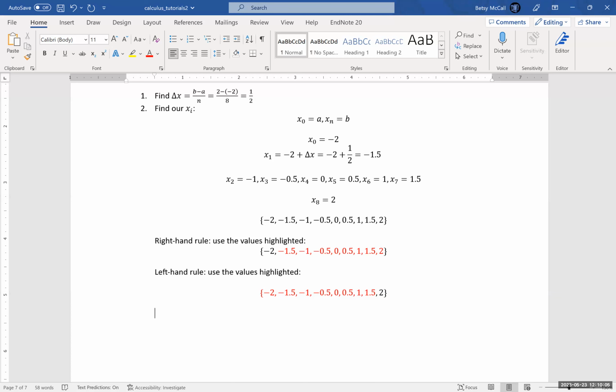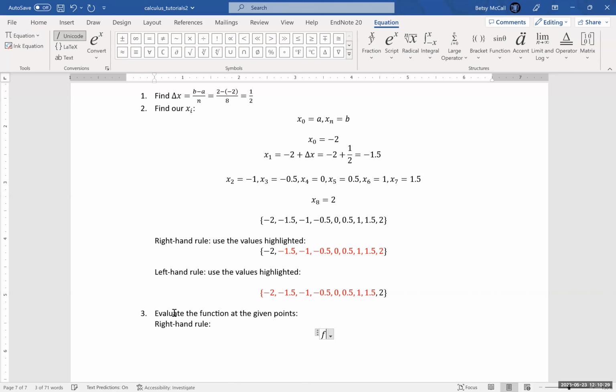And then step 3 is we're going to evaluate the function at the given points, the x sub i that we've chosen. So for the right-hand rule, we're going to evaluate f of x sub i, the ones that we need for our problem.